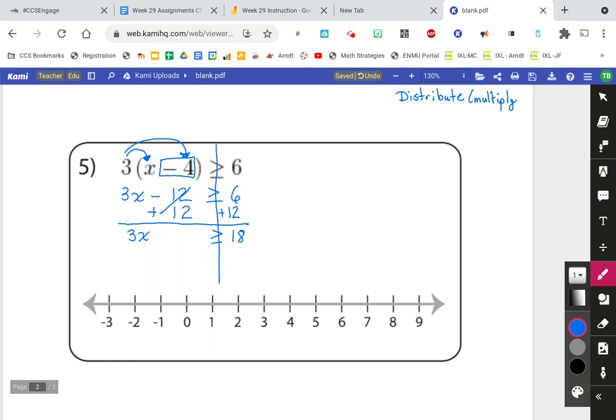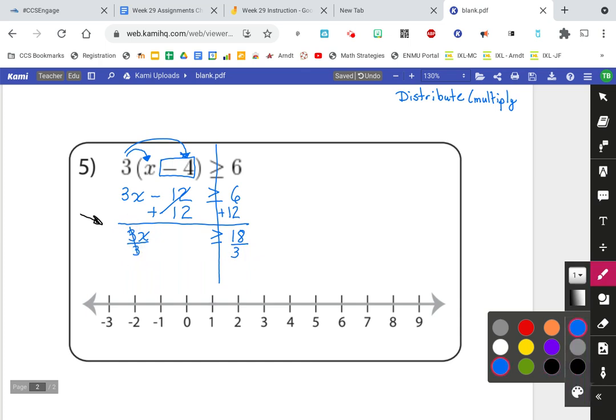Okay? Our new equation says 3 times x is greater than or equal to 18. Well, I'm still trying to isolate the variable. The variable is right here, and right now that variable is being multiplied by 3. The reverse of multiplying by 3 is dividing by 3. But what I do to one side, I have to do to the other.